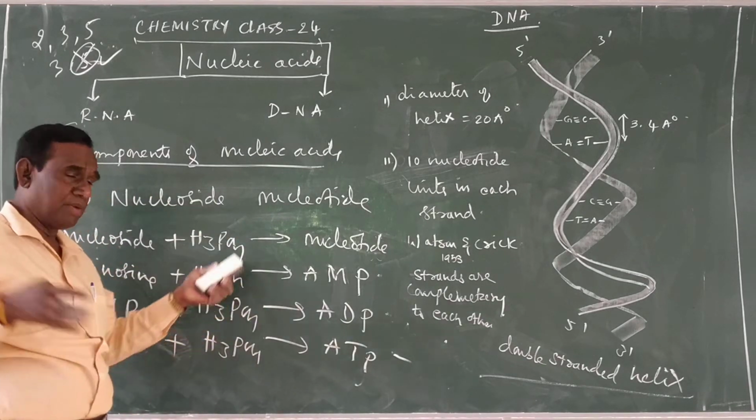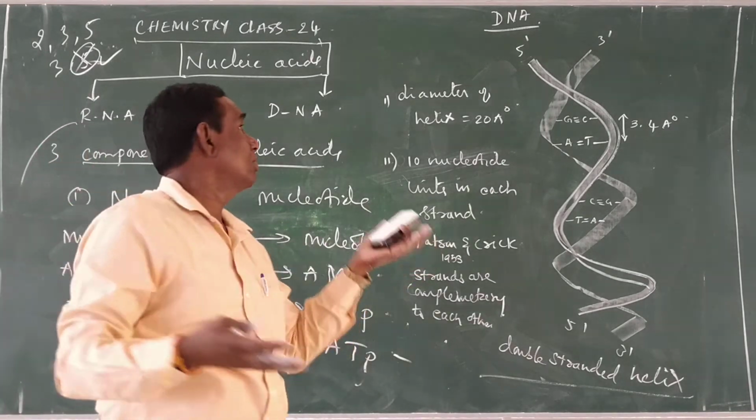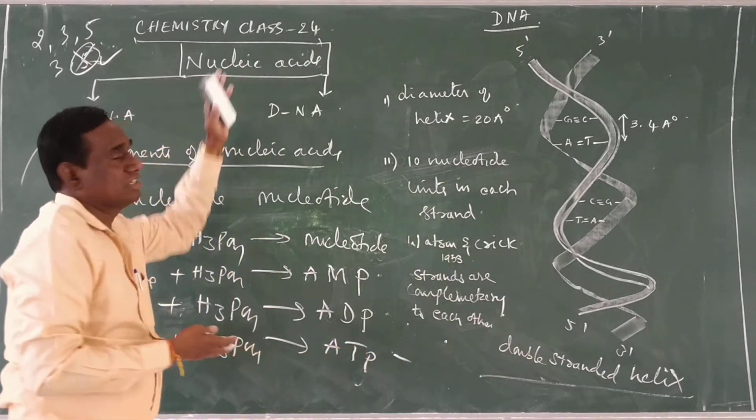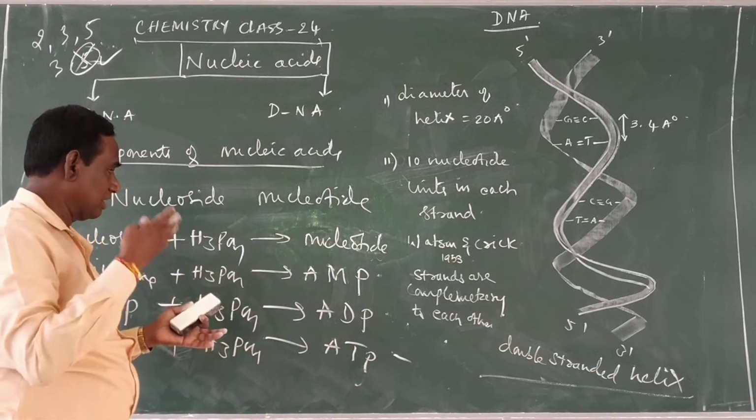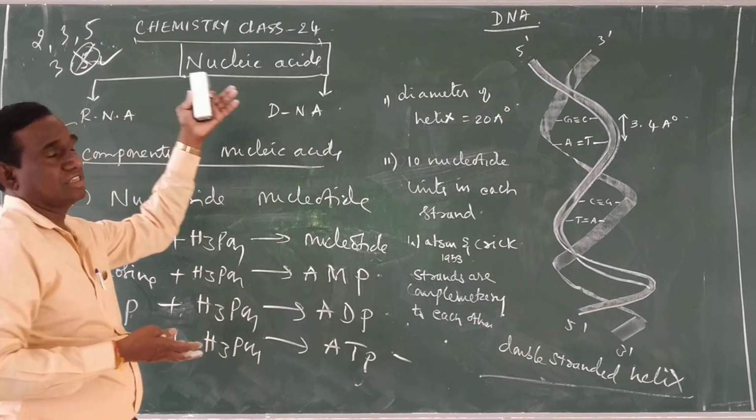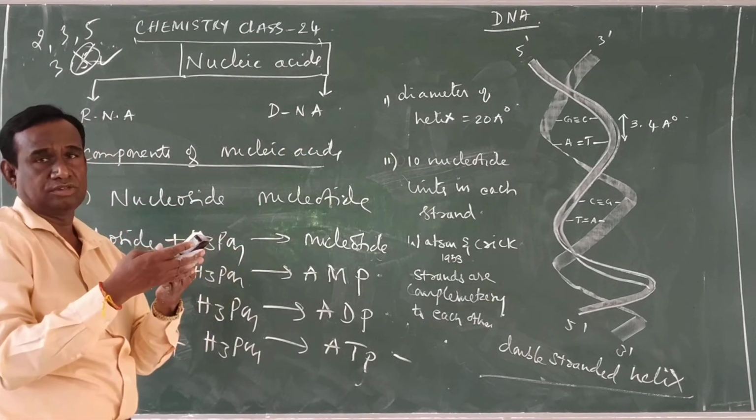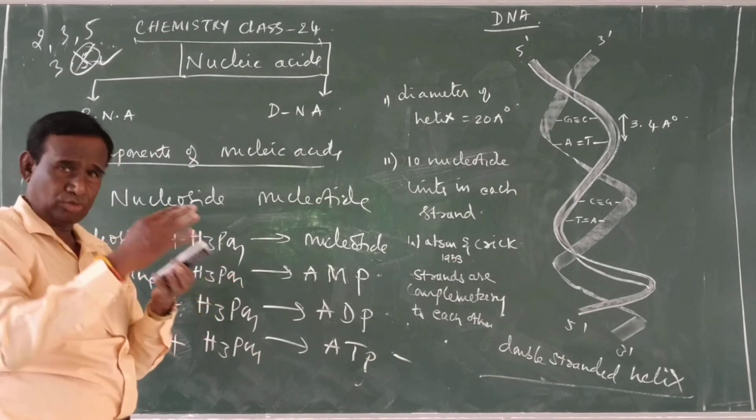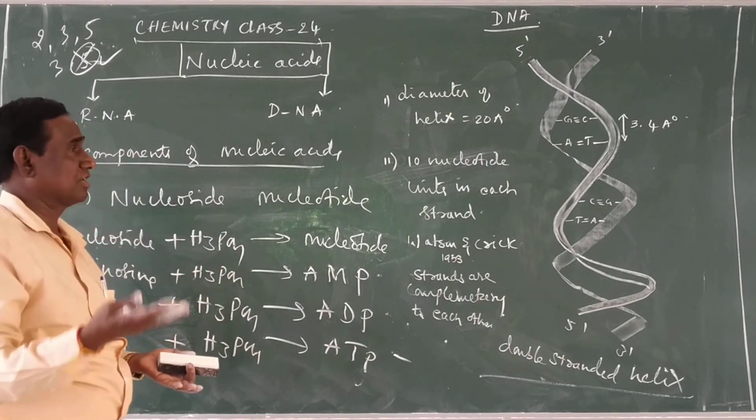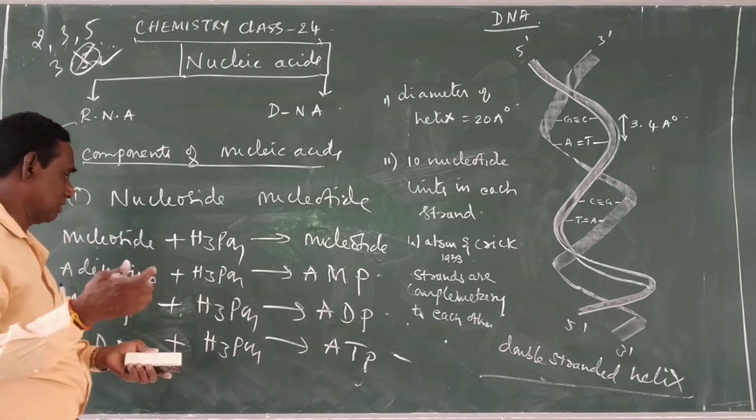Many nucleotides together give rise to the nucleic acid molecule. So what is a nucleotide? One nucleotide is the unit, and many nucleotides get together to form nucleic acid. Single stranded and double stranded forms we will come to in the next class.